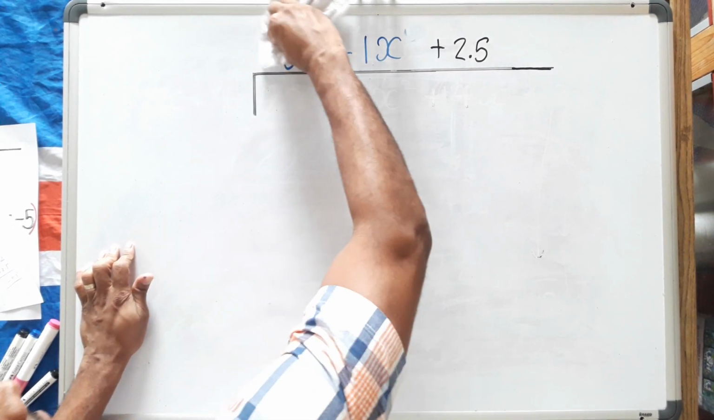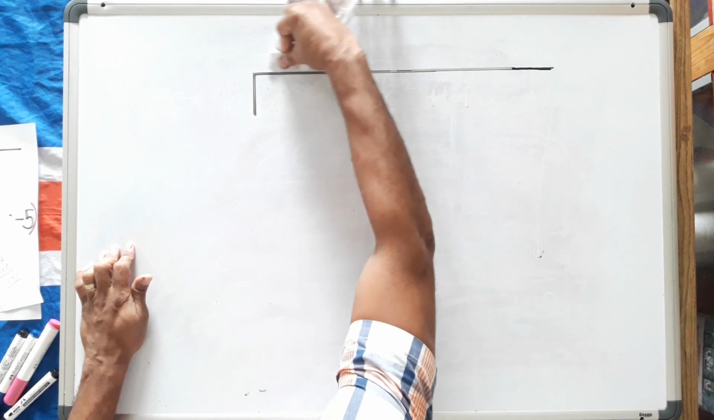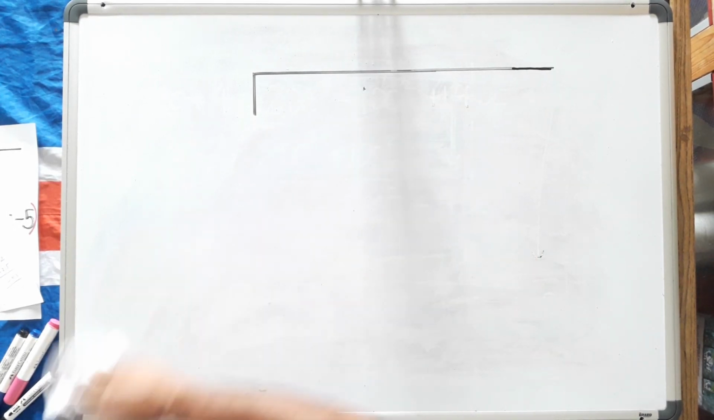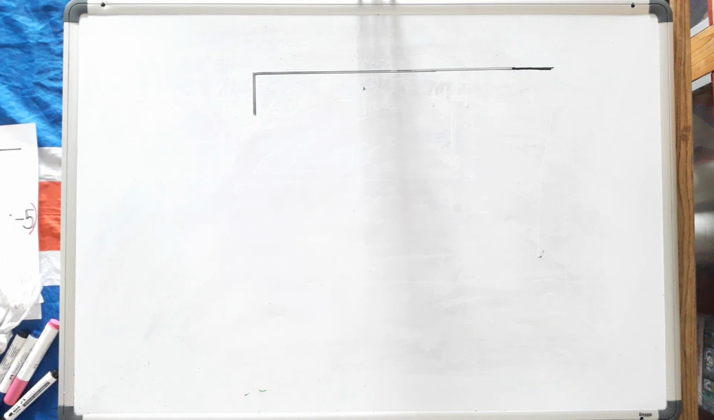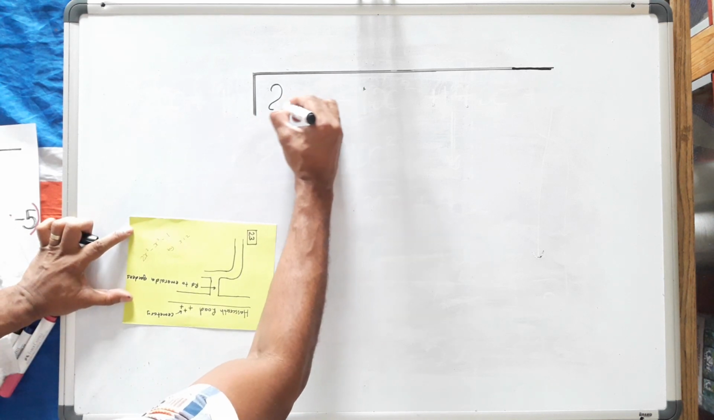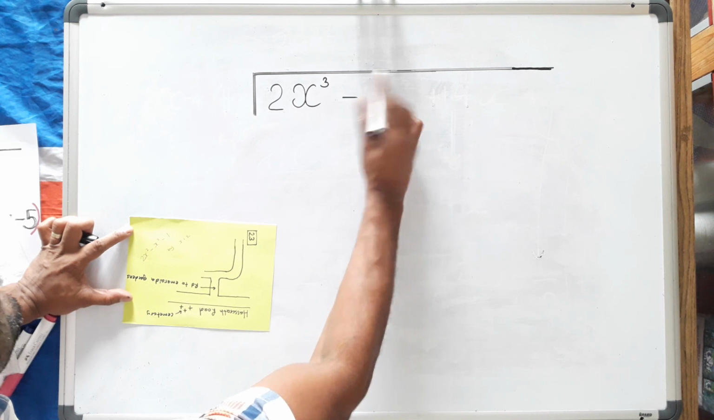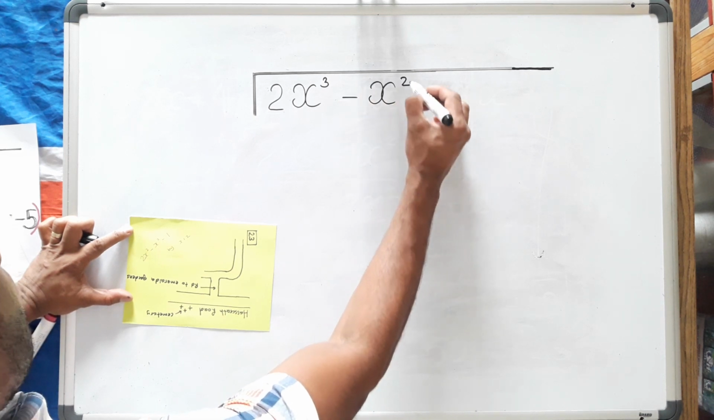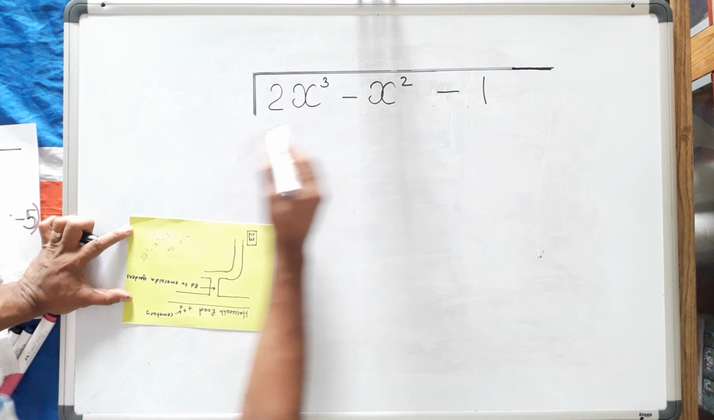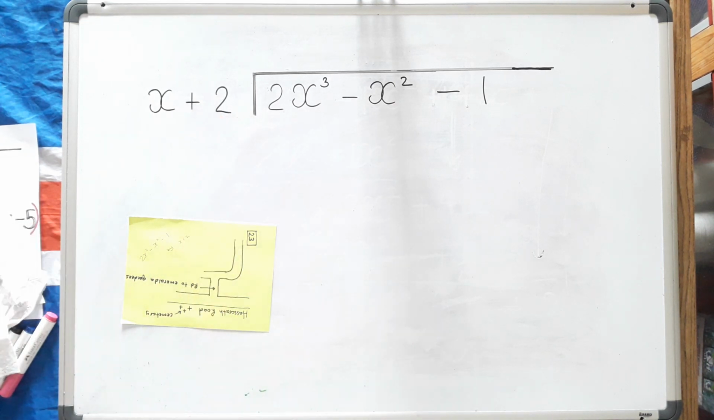Let's try one more. A slight trick question. I always like to put a trick question in my videos. All right, let's see if I can find this trick question somewhere around. I wrote it somewhere. All right, look at here. Okay, we are going to divide 2x cubed minus x squared minus 1 by x plus 2.